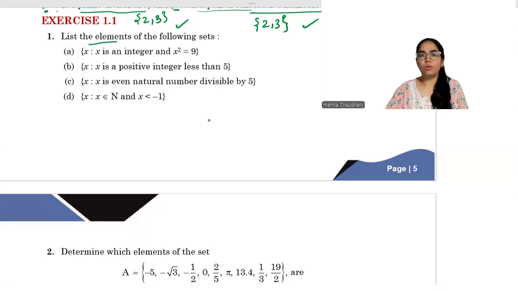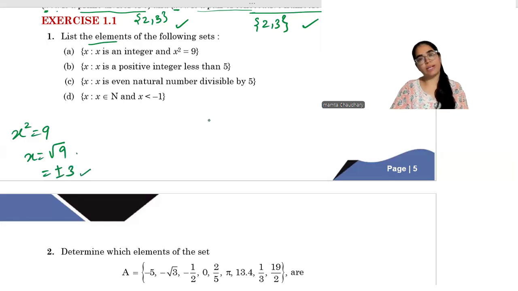Listing the elements means you have to write in roster form, because there we write all the elements. Now, x is an integer and x square equals 9. Which integer, if we square it, will give 9? 3 and minus 3. As x square equals 9, x equals root 9, which is plus minus 3. If you square plus 3, you get 9. If you square minus 3, you also get 9. So the answer will be 3 and negative 3.